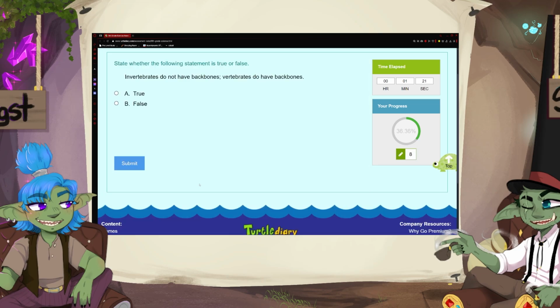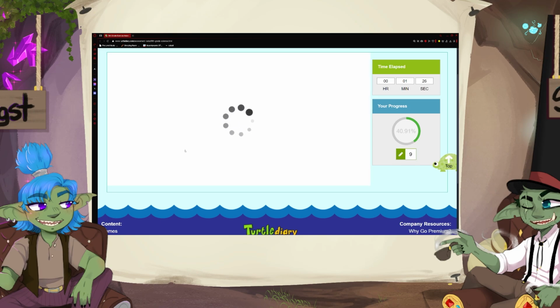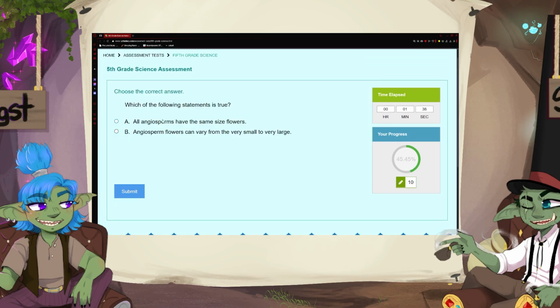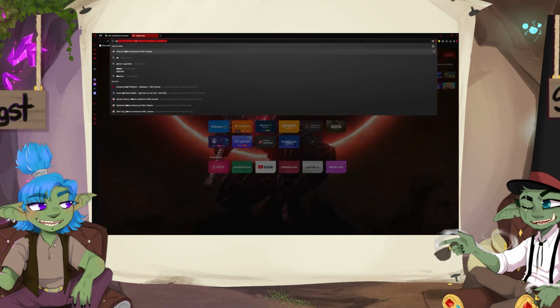Yeah, look at that body plan. Invertebrates do not have backbones. Yes. All right, now we're speedrunning this. We're getting this. This one I don't know. What's an angiosperm? What's an angiosperm? I'm really scared to Google this.